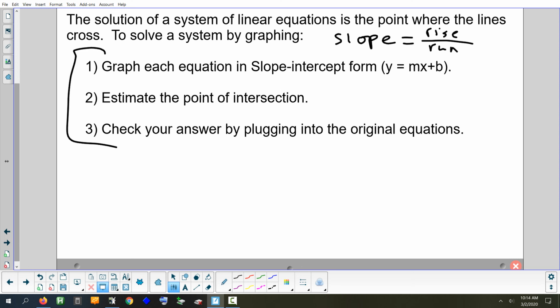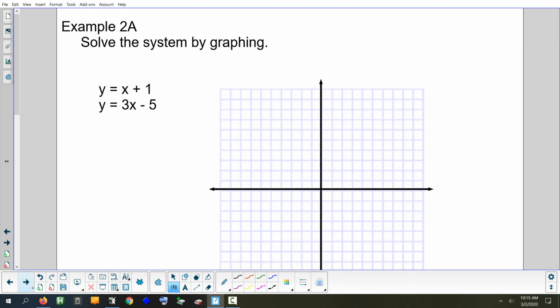Okay. Does everybody have the 3 steps? All right. So here's a system of equations. And when I'm done, I want to have something like this. And I want to know each of the numbers that should go there. That's the x, that's the y. Okay. Are these equations in y equals mx plus b? Blake, are those both in y equals mx plus b? Yeah, so they're good to go.